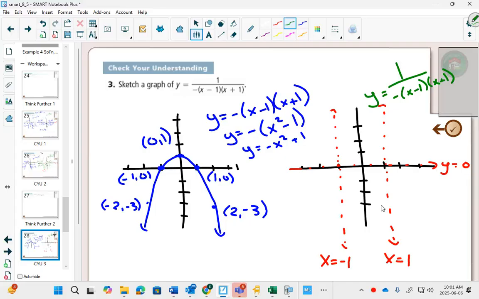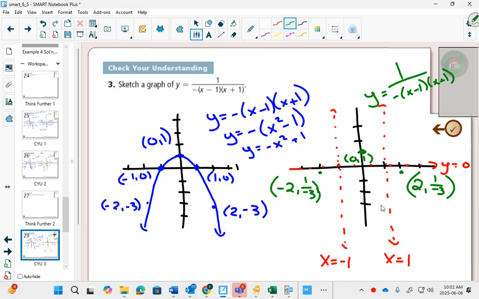What's going to happen to some points? What's going to happen to (-2, -3)? It becomes (-2, 1 over -3). What's going to happen to (0, 1)? It's going to stay (0, 1). What's going to happen to (2, -3)? It becomes (2, 1 over -3).